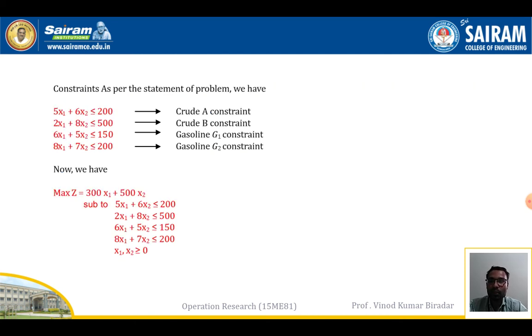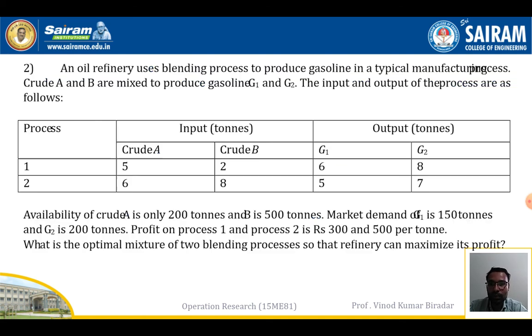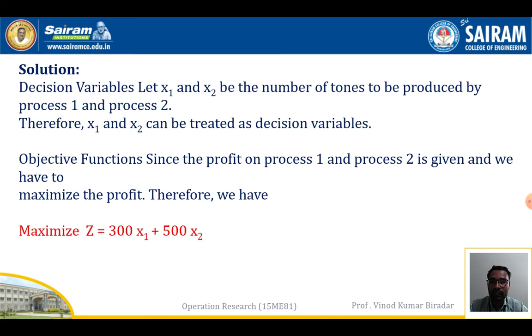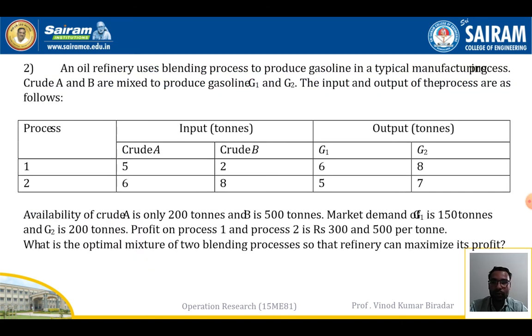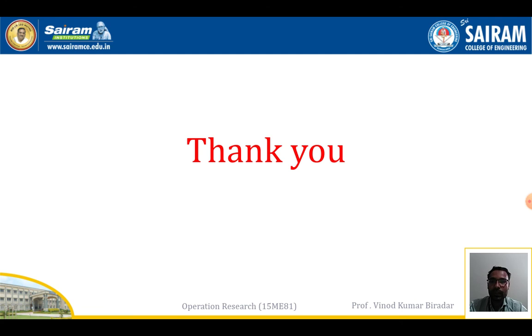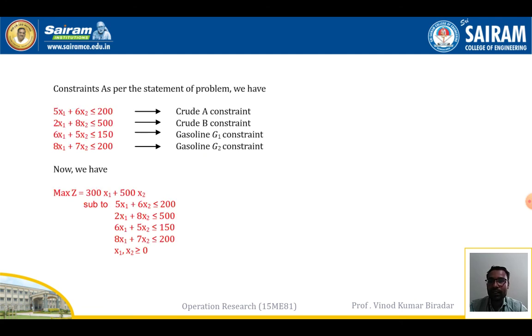Now calculate the constraints as per the statement given in the question. 5x1 + 6x2 is less than or equal to 200. As shown in the second problem's table, 2x1 + 8x2 is less than or equal to 500. Similarly, 6x1 + 5x2 is less than or equal to 150, and 8x1 + 7x2 is less than or equal to 200. From the given table only, you can write these.